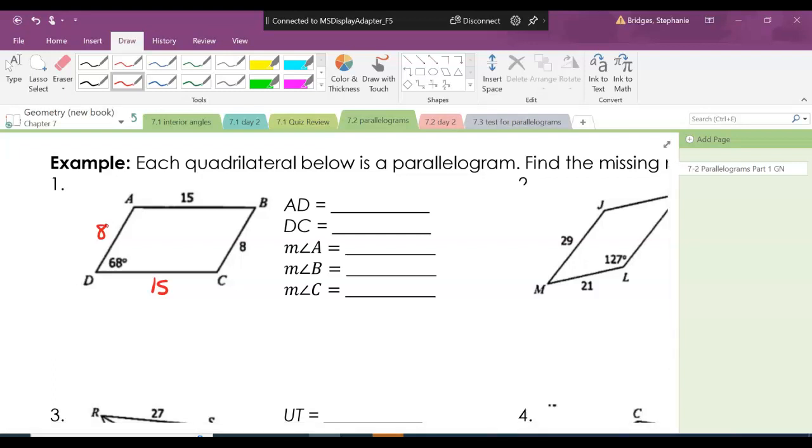The next thing is that opposite angles are congruent. So fill in the angle that you can based off of the one that's given to you. They give me that angle D is 68 degrees. What other angle would also be 68 degrees? Angle B. Okay, angles go inside your picture, so segments go outside.